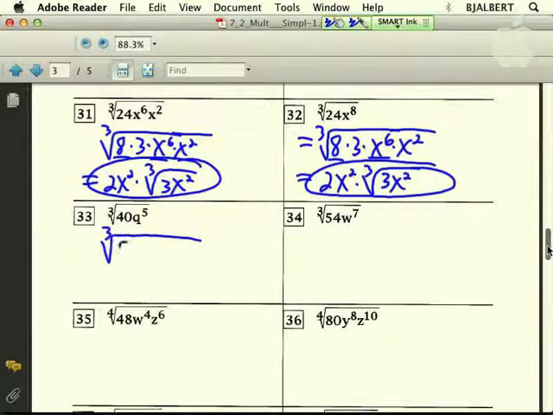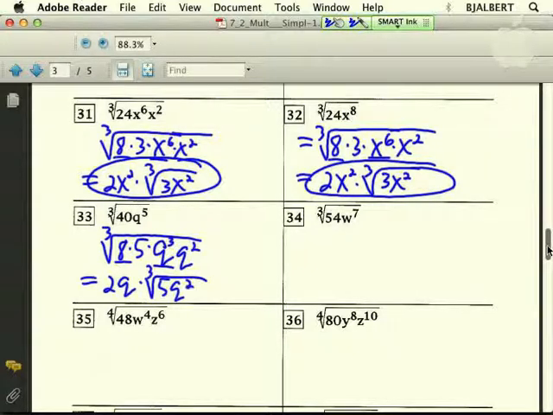This is going to be the cube root of 8 times 5. The biggest cube that goes into 40 is 8. And the biggest cube in q to the 5th is q cubed times q squared. So the cube root of 8 is 2. The cube root of q cubed is q, times the cube root of 5q squared.